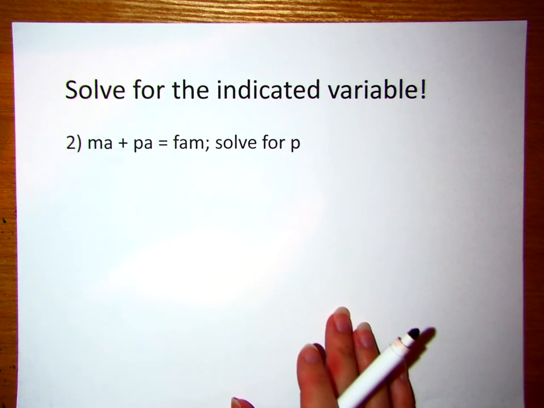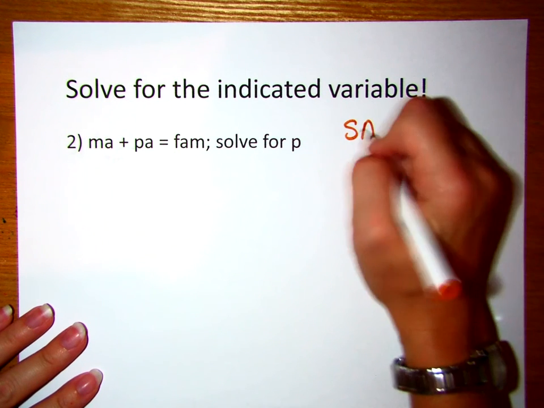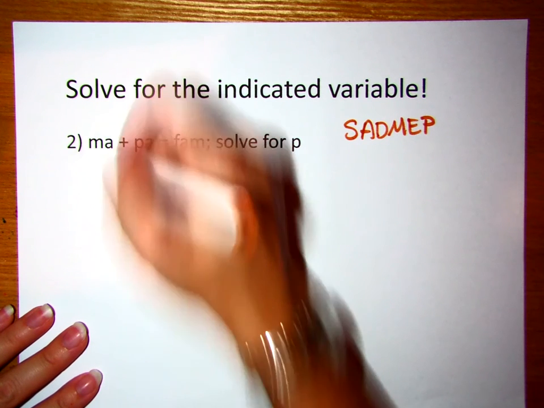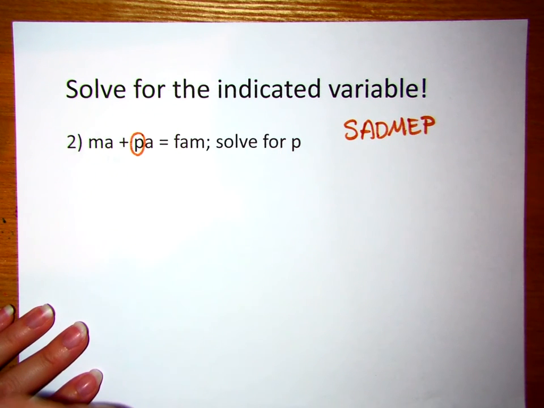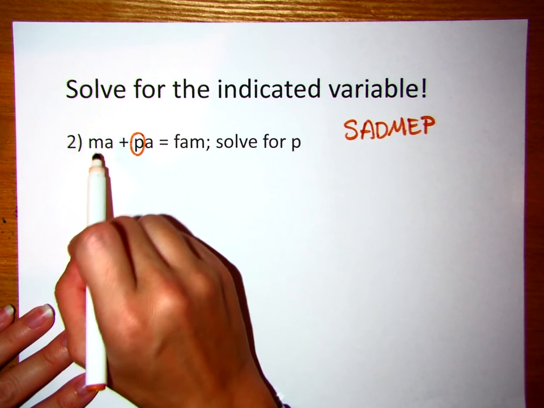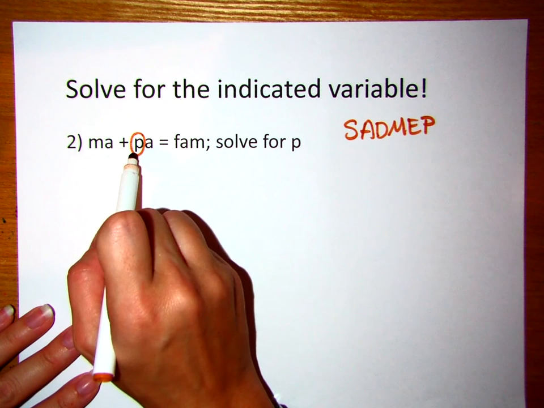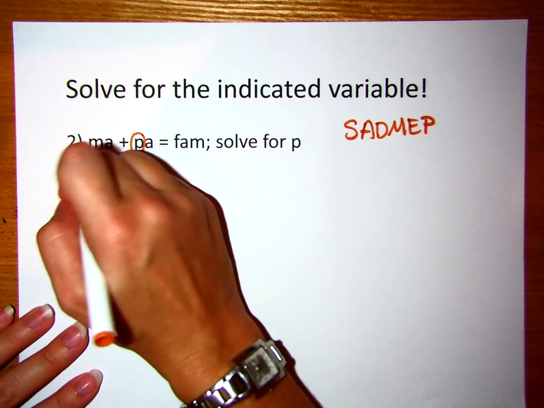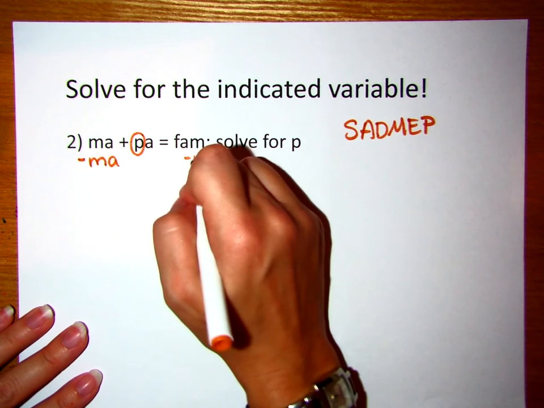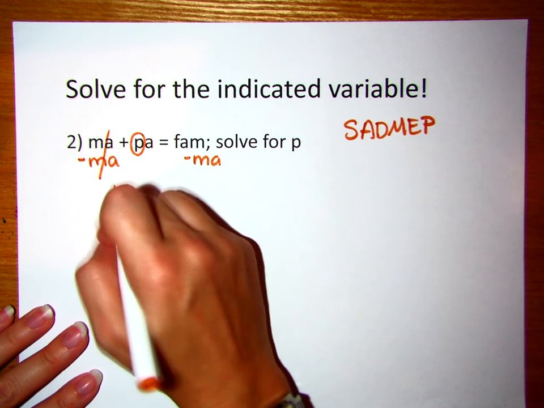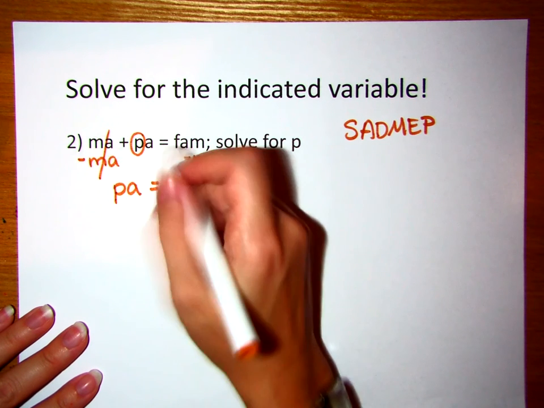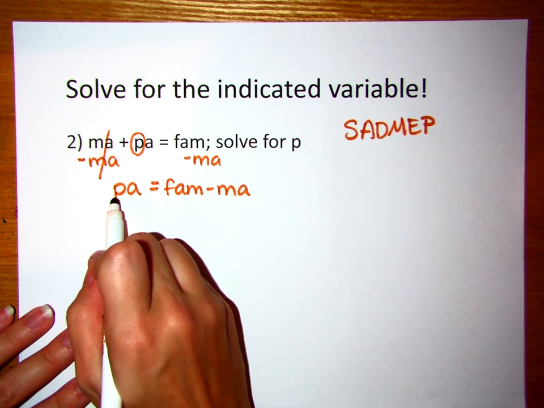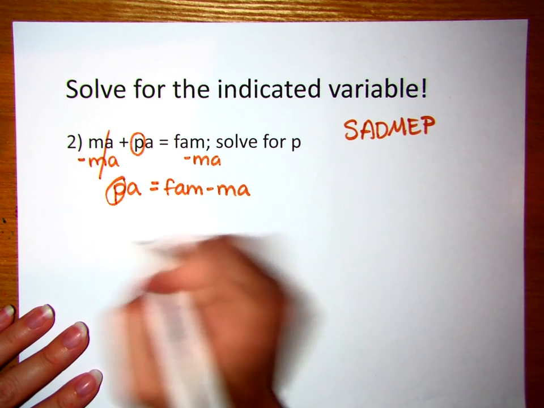In this example here, we still need to go order of operations backwards, SADMEP. So look at the P. This time we're solving for the P. That means it can't go anywhere. So we've got to get rid of this that's being added to it and this which is being multiplied by it. So we start with subtraction, addition. So we're going to subtract the ma here. And that cancels. So pa equals the fam minus the ma, and then we're going to keep that p, don't move it. We've got to get rid of the a.